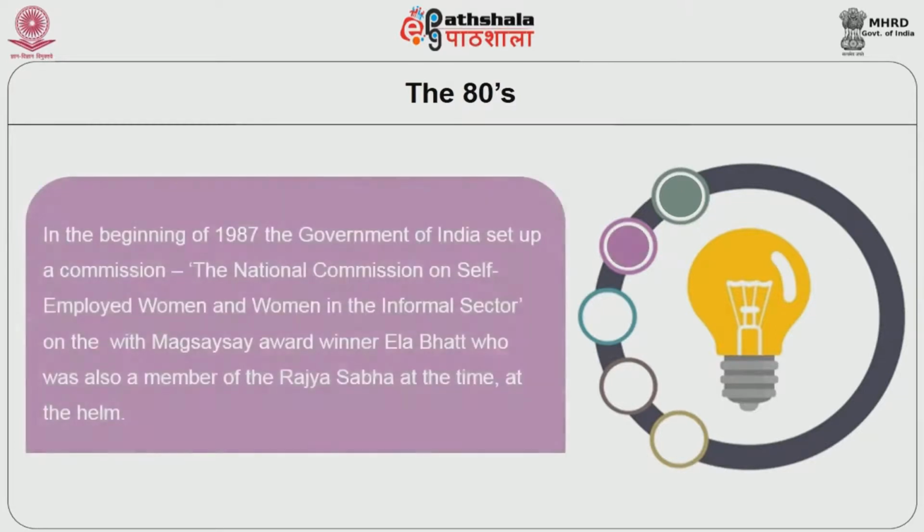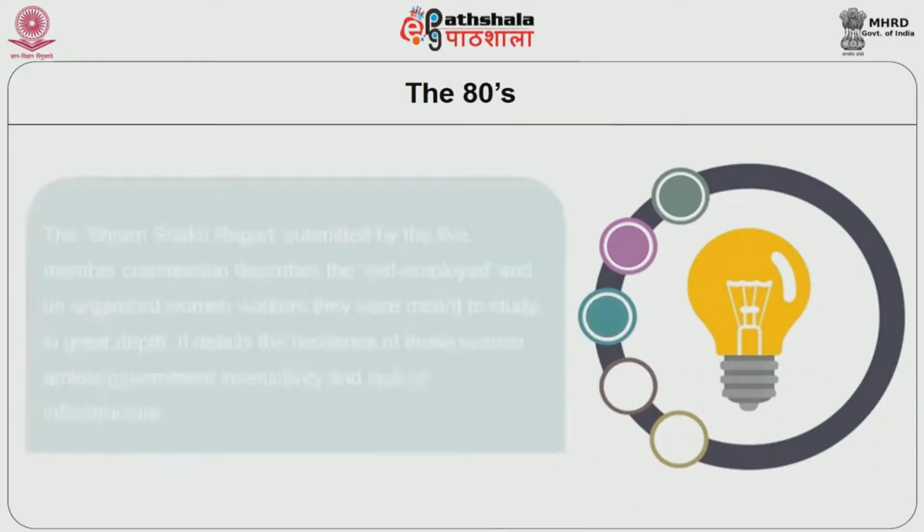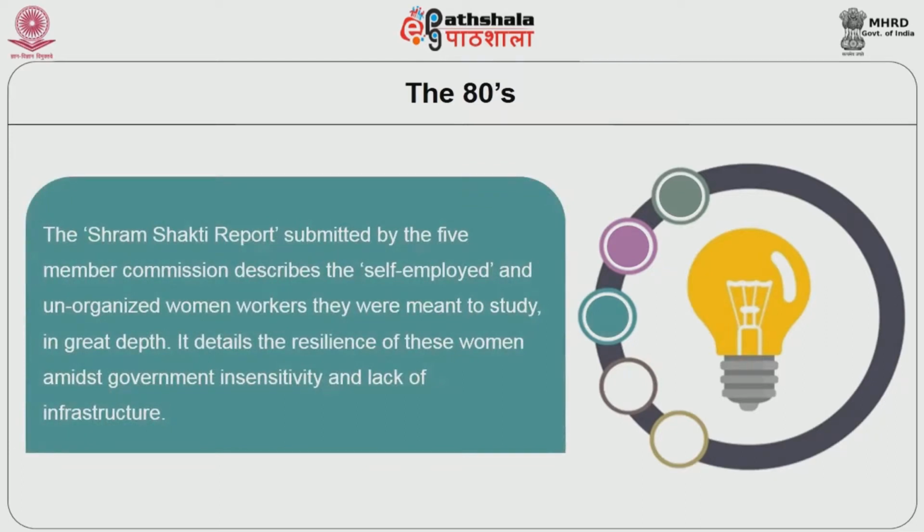In the beginning of 1987, the Government of India set up a commission, the National Commission on Self-Employed Women and Women in the Informal Sector, on which the Magsaysay Award winner Ila Bhatt was also a member of the Rajya Sabha at that time at the helm. The Shram Shakti report submitted by the 5-member commission describes the self-employed and unorganized women workers they were meant to study in great depth. It details the resilience of these women amidst government insensitivity and lack of infrastructure.